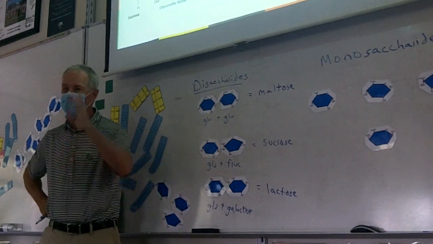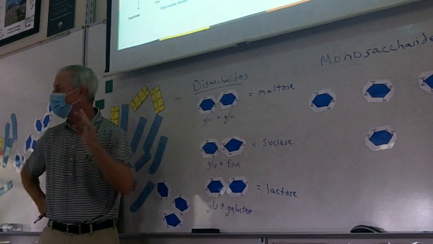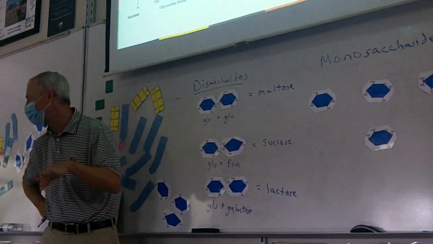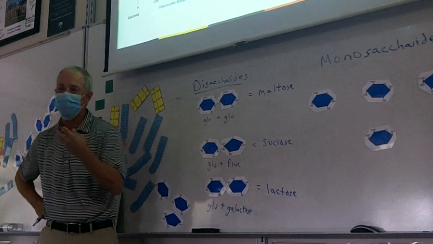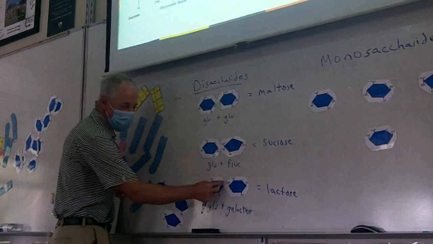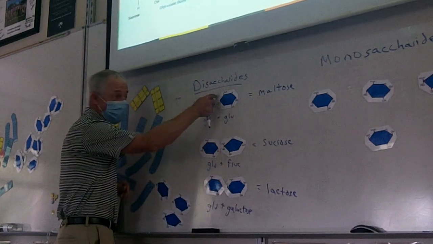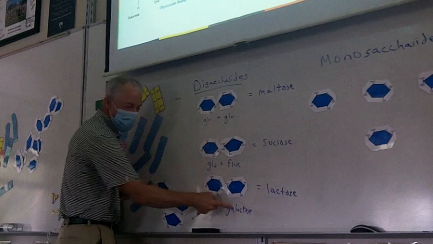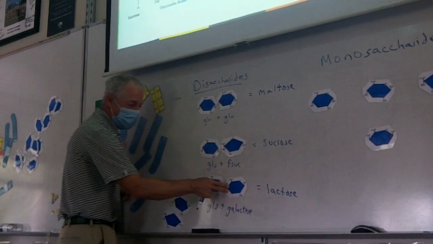So you all have had milk. It's kind of sweet. There's a sugar in there called lactose. Some people are lactose intolerant, which means if they drink milk, they can't digest that sugar. They don't have the enzyme that'll break that bond. They have the enzyme that'll break this bond, but galactose is different than glucose, and they can't break that bond.